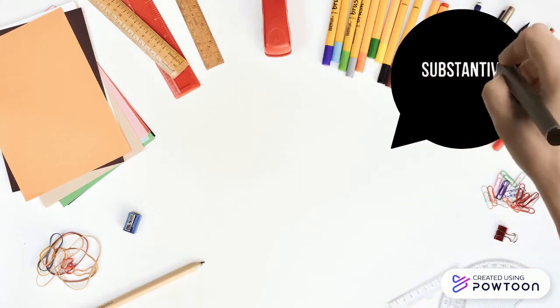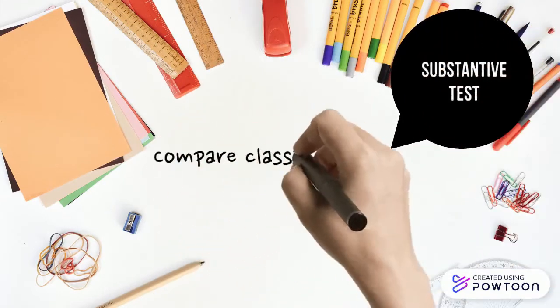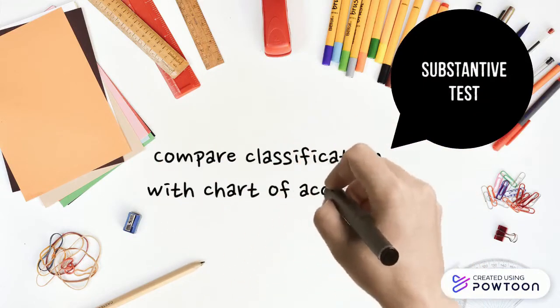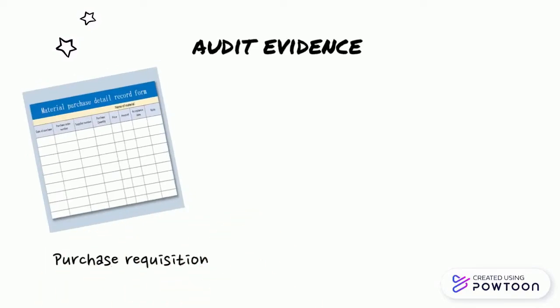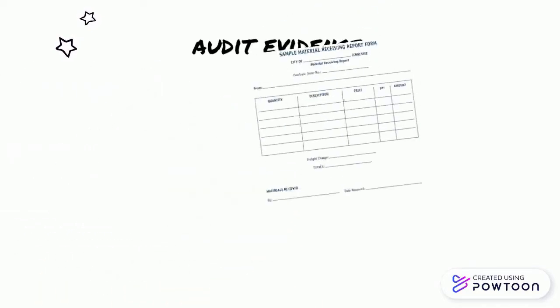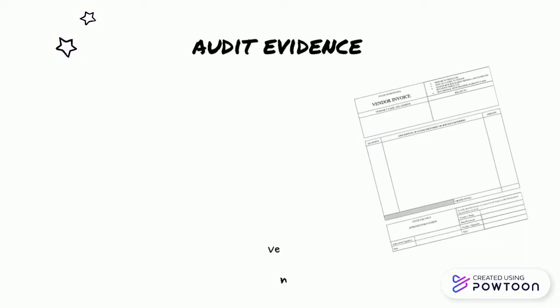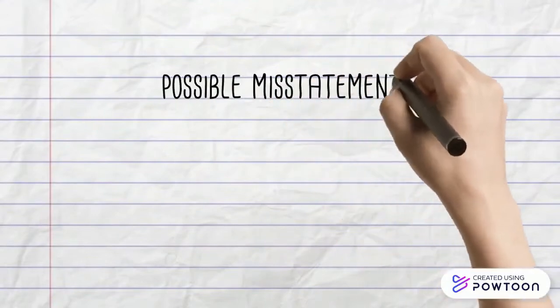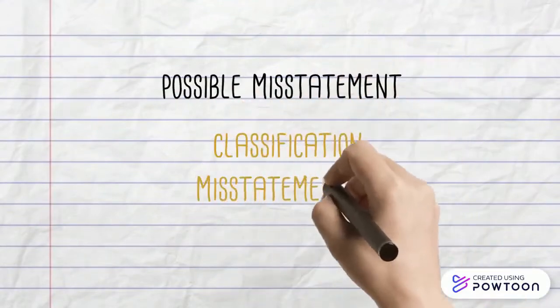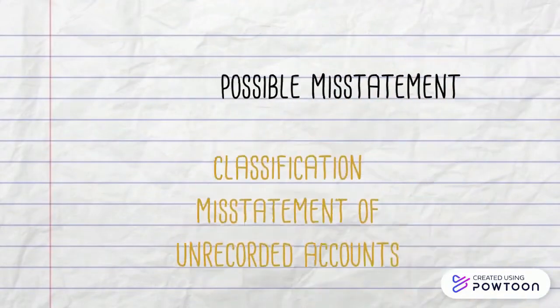While the substantive test is to compare classification with the chart of accounts by referring to the vendor's invoice. There are 4 audit evidence for this assertion, which are purchase requisition, purchase order, receiving report, and vendor invoice. Last but not least, the possible misstatement is classification misstatement of unrecorded accounts.